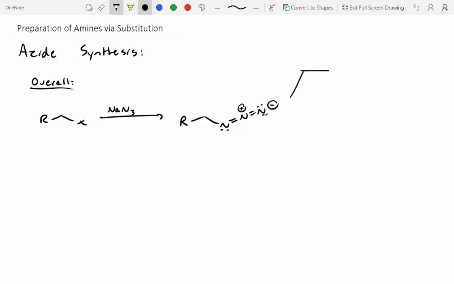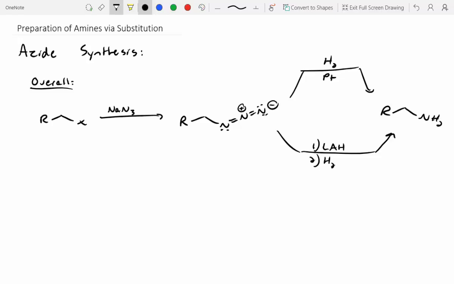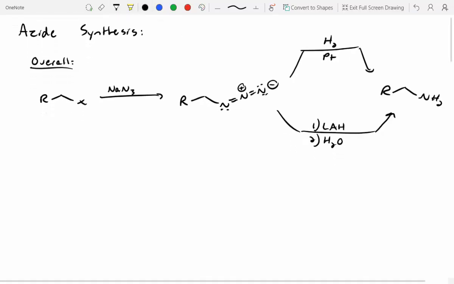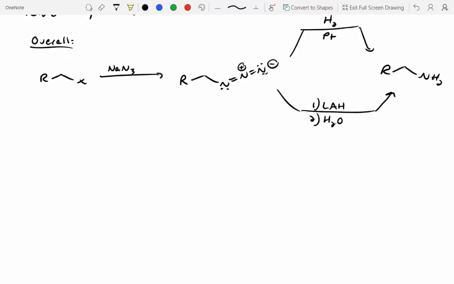If you want to convert this to an amine, you can do it pretty easily by either hydrogenating it, so we can use H2 and platinum, or we can use lithium aluminum hydride followed by water. The main driving force for this reaction is always going to be that production of N2 gas, though. So let's take a look at the mechanism for this.